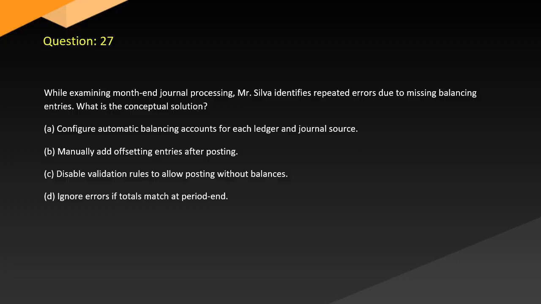Question 27. While examining month-end journal processing, Ms. Silva identifies repeated errors due to missing balancing entries. What is the conceptual solution? A. Configure automatic balancing accounts for each ledger and journal source. B. Manually add offsetting entries after posting. C. Disable validation rules to allow posting without balances. D. Ignore errors if totals match at period end.